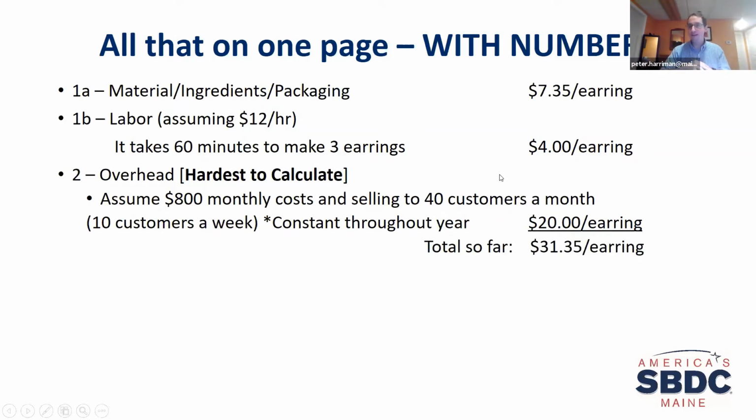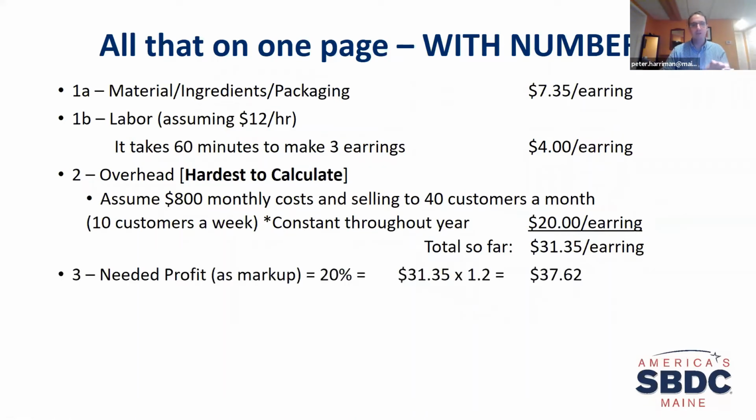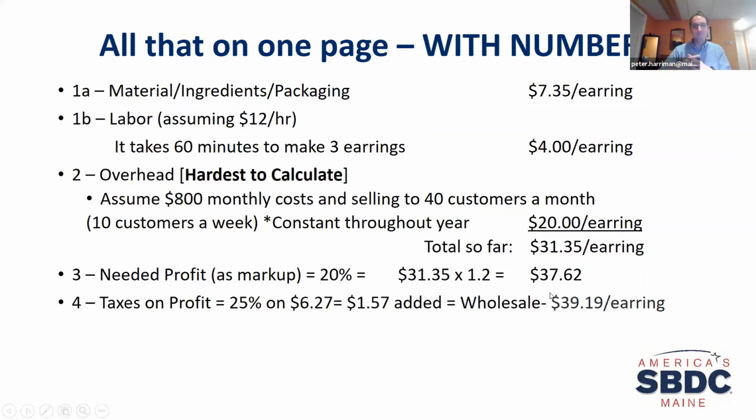So at this point, so far, if we were to sell each earring at $31.35, we would not make any money, and hypothetically, we would not lose any money as long as we captured all of the indirect and direct cost, right? But we're not making a profit either. We're just paying our expenses at this point. So then we're going to add in the needed profit, right, as a markup. So 20% markup, right? We did our research. We found out the industry average was 20%, let's say. And we found it was markup and not margin. So we did all that calculation. So that brings it up to $37.62.